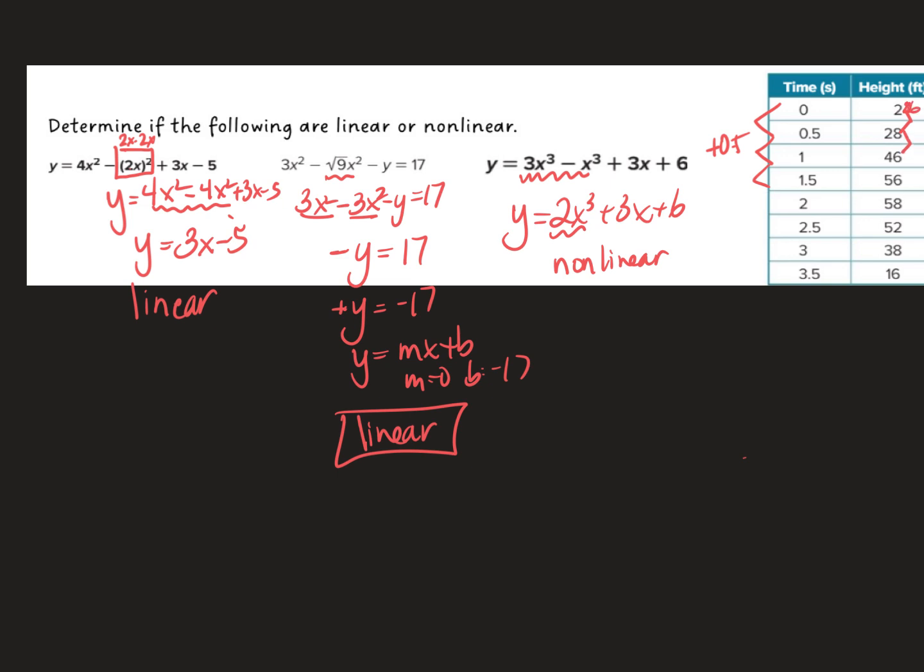This increases 26. Is that right? 46 minus 28. Nope. 60 minus 8 is 18. So this one's a no. So it is not linear. This one is non-linear because it does not have a constant rate of change.